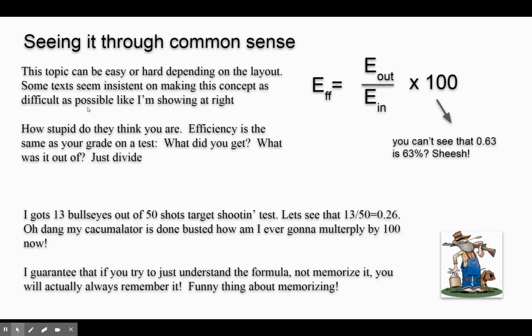Otherwise, you're going to be one of these hillbillies. I got 13 bullseyes out of 50 shots target shooting. So let me see, that 13 out of 50. That's 0.26. Oh, dang, my calculator is done busted. How am I ever going to multiply 0.26 by 100 now?